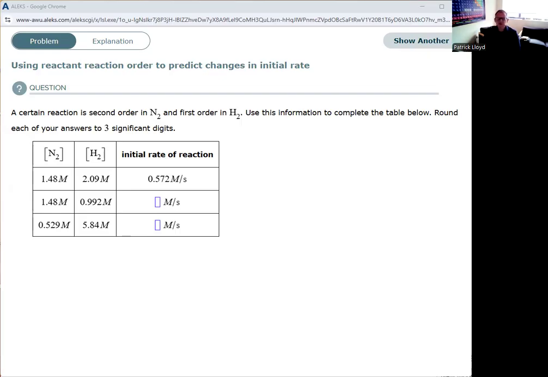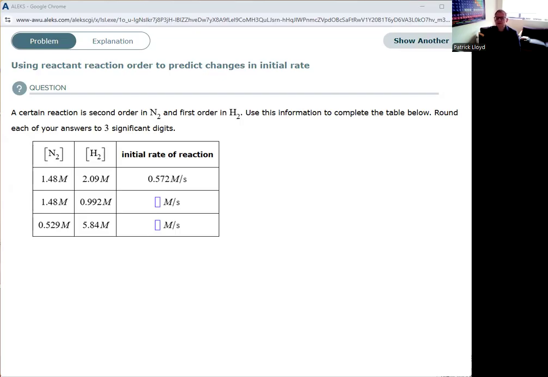You put in a certain amount of nitrogen, a certain amount of hydrogen, and then you measure how fast the reaction goes. We're not going to talk about how you measure that right now. We're not going to talk about how you get those initial concentrations, but imagine a container that has these two reactants mixed together and they're reacting with each other.